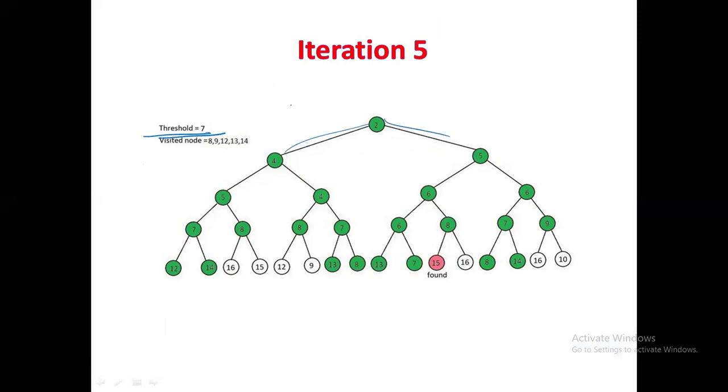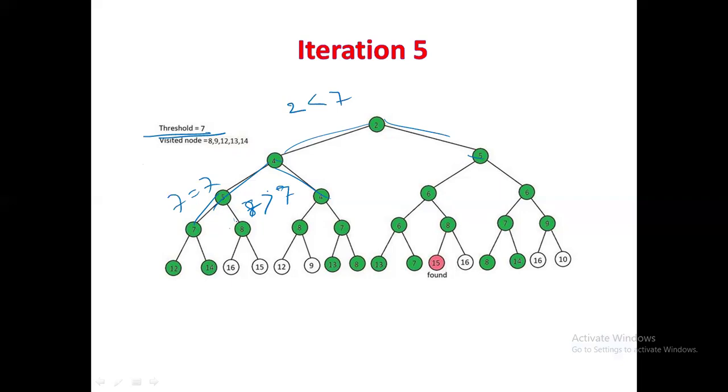So we have to start from here. 2 is less than 7, and similarly 4 and 5 are less than 7, so these are all expanded. 7 is equal to 7. 8 is greater than 7, so this will be discarded. So in this iteration, the updated threshold is 7.